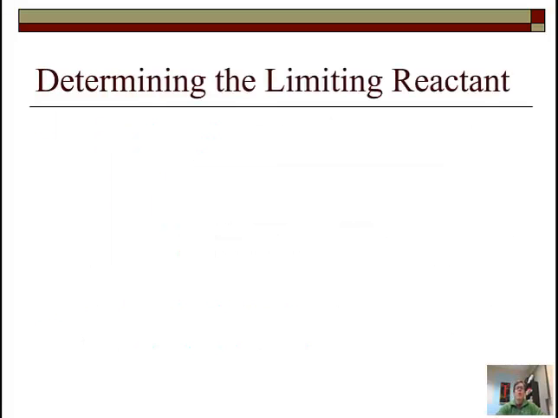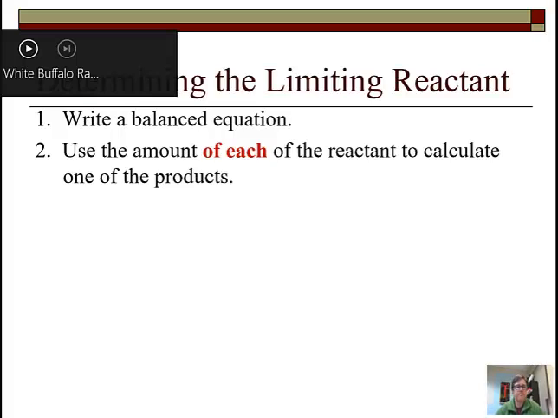Okay, so our goal in this podcast is to determine which of our reactants is the limiting reactant, and then we can take it a step further and say, okay, how much of the excess reactant remains? Okay, so let's talk about the steps there. First thing you need, just like in stoichiometry, is a balanced chemical equation. You need to have this balanced chemical equation in order to make this work.